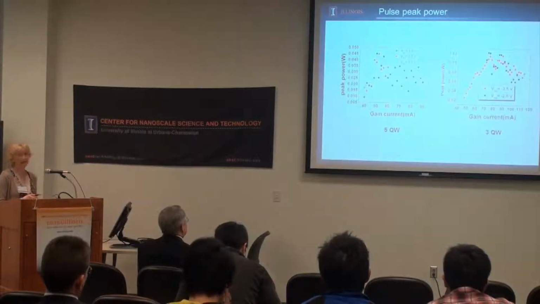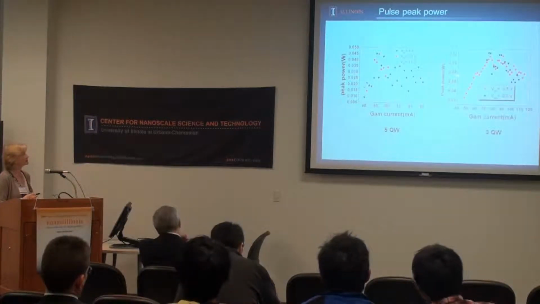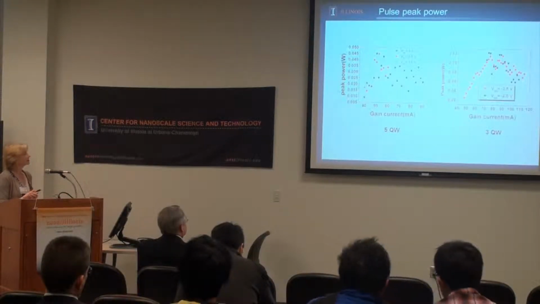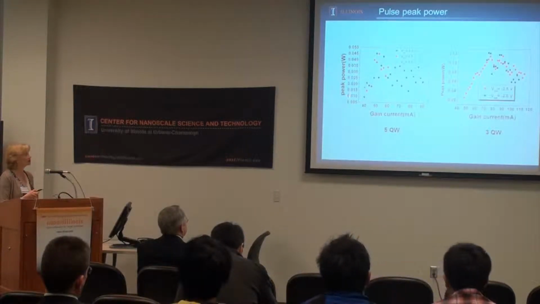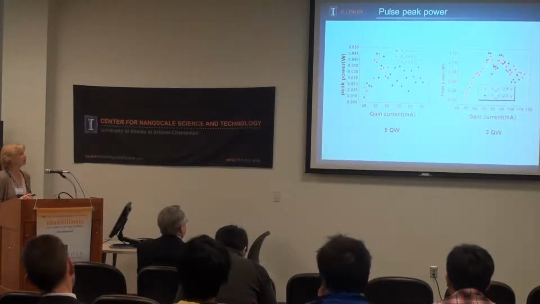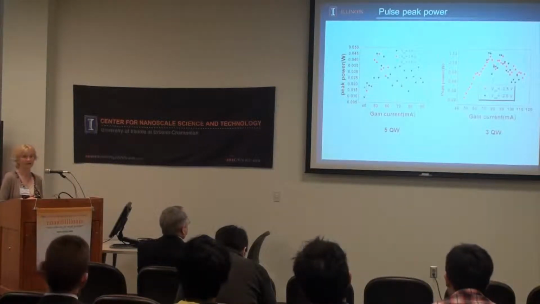If we look at the peak pulse power, this is the peak pulse power against gain current. This is misleading because this is a much finer scale than this one. You can see this only goes up to 50 milliwatts, this one goes up to 120 milliwatts. So the pulse output power we're getting is about 3 times that with the 3 quantum wells compared with the 5 quantum well.